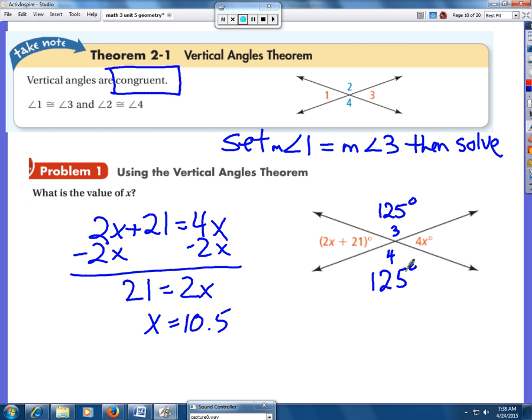So two ways you might get it. You might get two separate expressions that you set equal, or you might just be given the measure of an angle, and you should be able to figure out, since vertical angles are congruent, that the angle across from that is also going to be the same, 125 degrees.